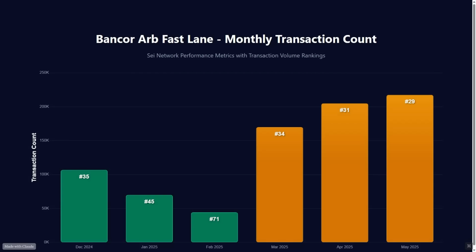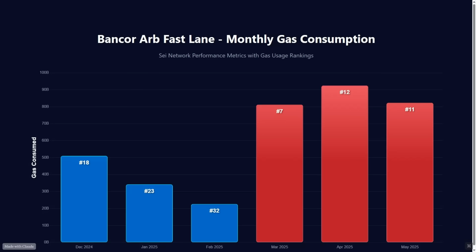In March of 2025, the Fastlane bot processed 169,000 transactions, establishing a baseline all-time high. This was followed by successive records. The very next month, April of 2025, there were 204,000 transactions, representing a 21% month-over-month increase, and then in May, 217,000 transactions, an additional 6% growth. Notably, gas consumption metrics also reached historical highs, with 81 billion in gas consumed in March, 92 billion consumed in April, and another 82 billion consumed in May.